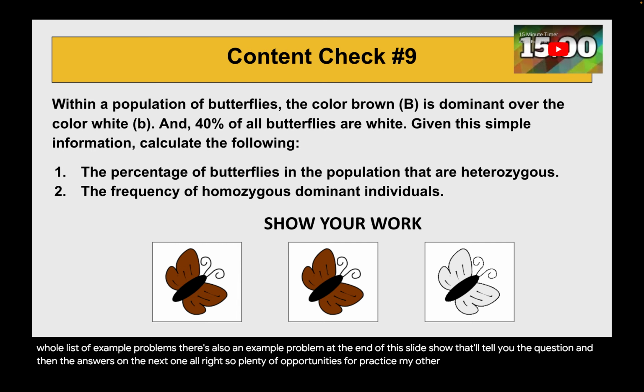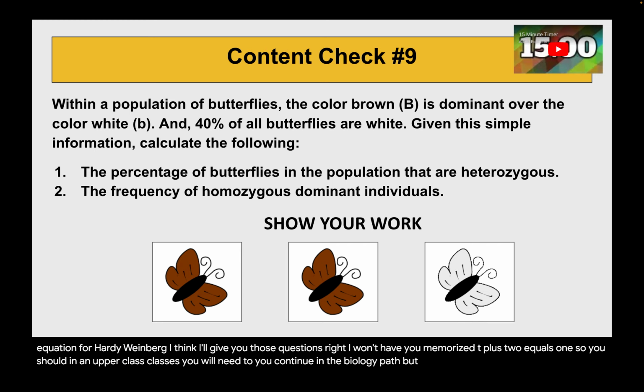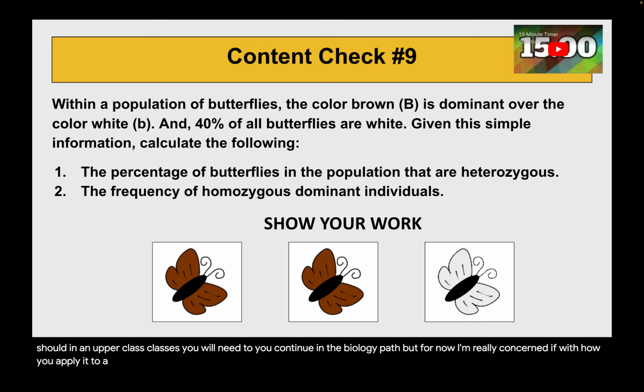My other class asked me, will I give you the equations for Hardy-Weinberg? I think I'll give you those equations. Right, I won't have you memorize p plus q equals 1, though you should, and in upper level classes you will need to, if you continue in the biology path. But for now, I'm really concerned with how you apply it to a situation. Can you apply it correctly? So I would give you those equations. All right, any other questions?